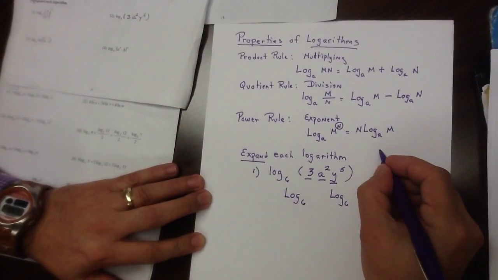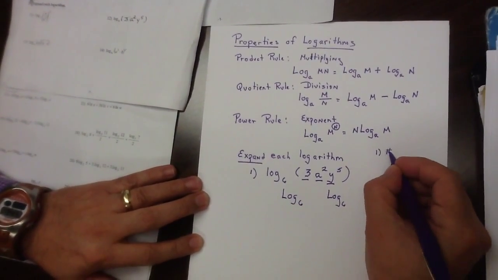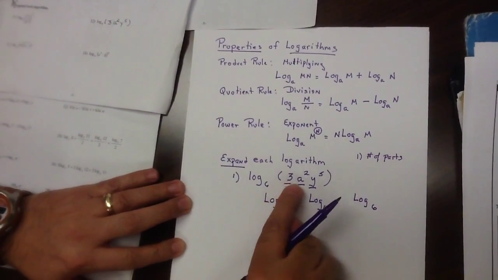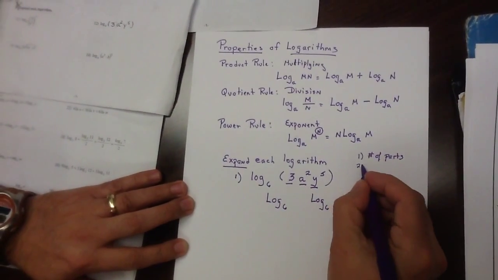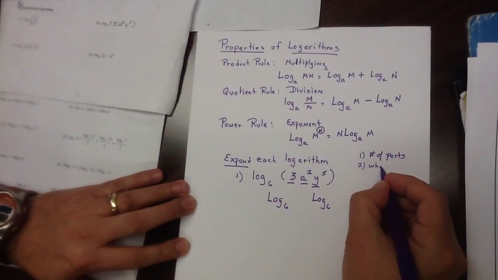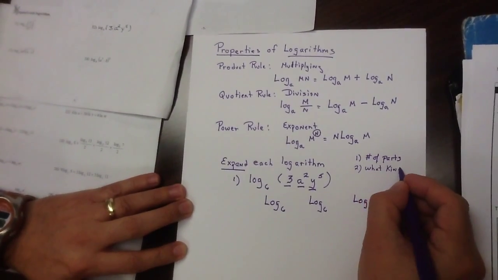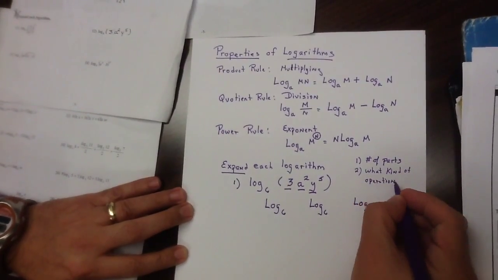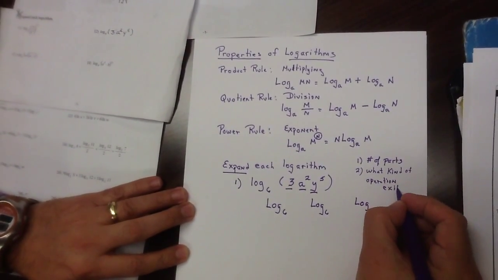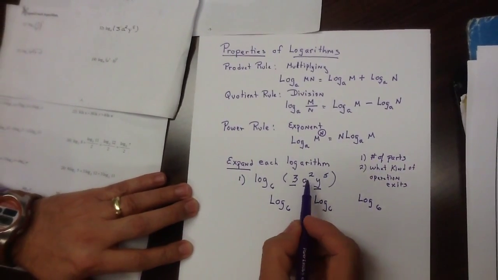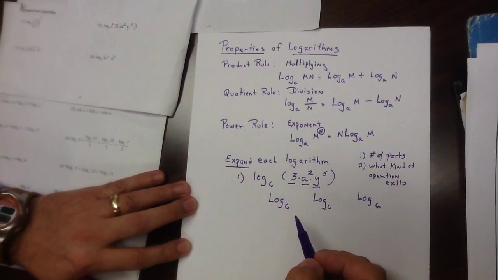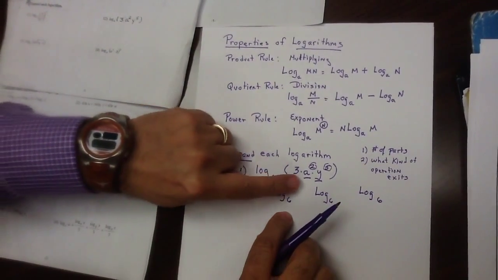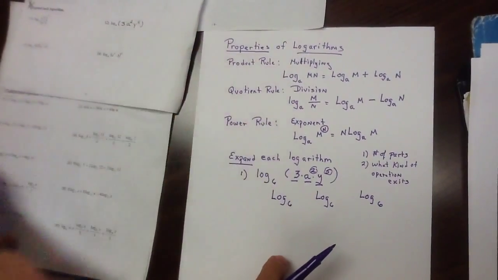When I write it, I'm going to put number 1, number of parts, so that would be 1, 2, 3. Second one, what kind of operation exists? By that, I mean, if you look at this one, I have times, even though you don't see it, it is a times, and it also has a power. So now I take what I know and use the properties.